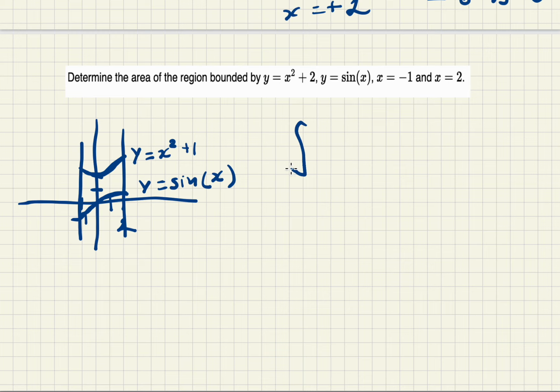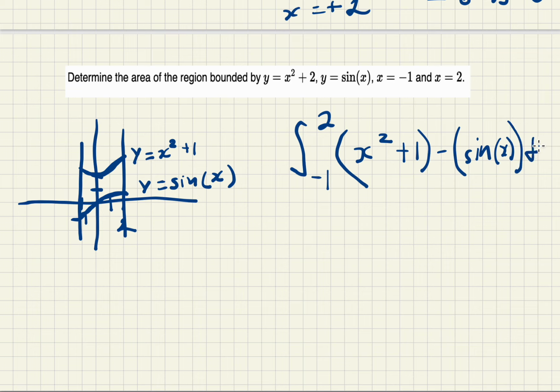And now we can set up our integral. As I said before, our lower bound is negative 1 and our upper bound is 2. That's because the area does not go below negative 1 and does not exceed 2 in terms of x. So our function is the upper function subtracted by the bottom function, right? So we'll get x squared plus 1 minus sine of x. And now all we need to do is integrate this.